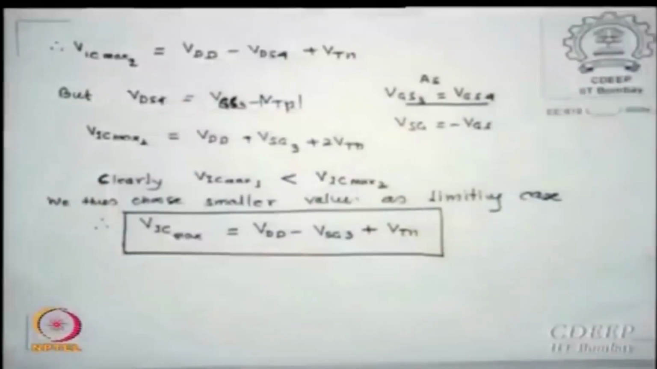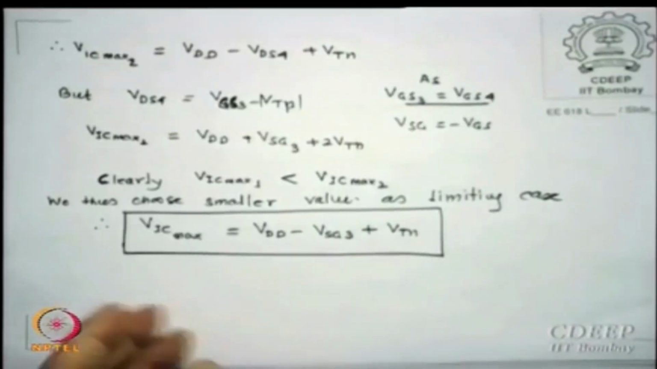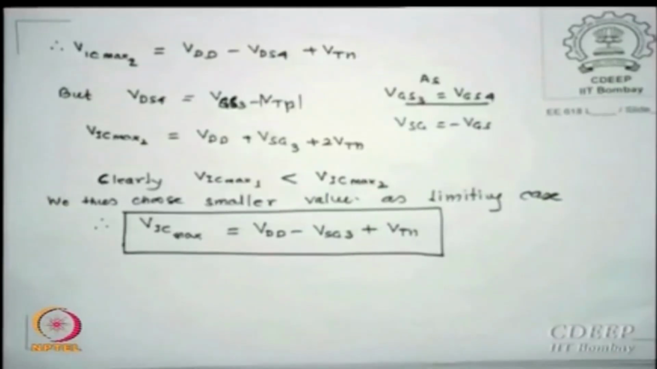So what is the VIC max we should use? The lower one, which is VDD minus VSG3 plus VTN, is the value we are using for VIC maximum. Input common mode range, which will allow the transistors to swing the output both sides and still remain in saturation, is one of these values. The other value I am going to get from the ground side or the source side. Is that an okay method? Please take it, in all analysis of amplifiers the max value comes from the VDD side and the min value comes from the ground side or VSS side.